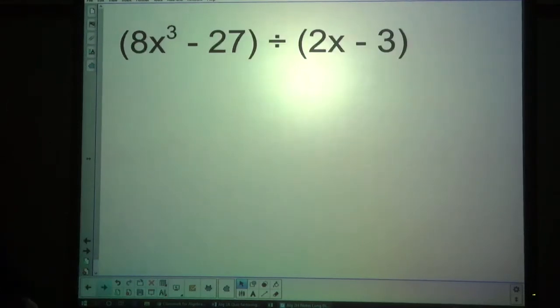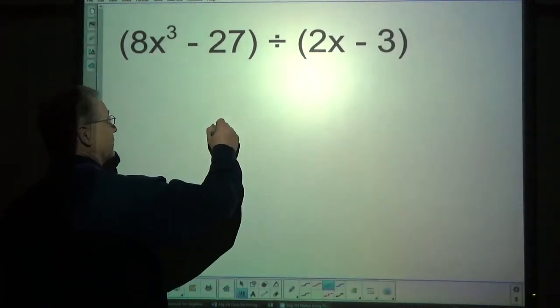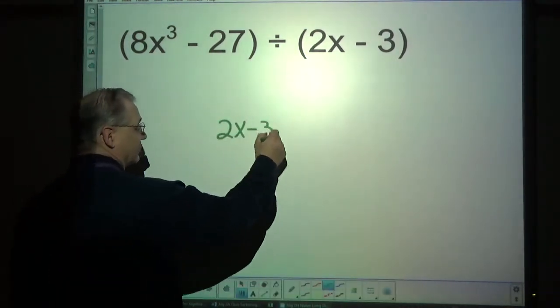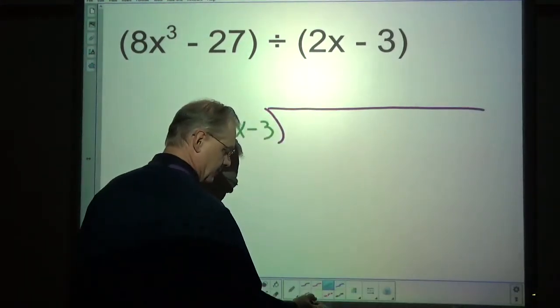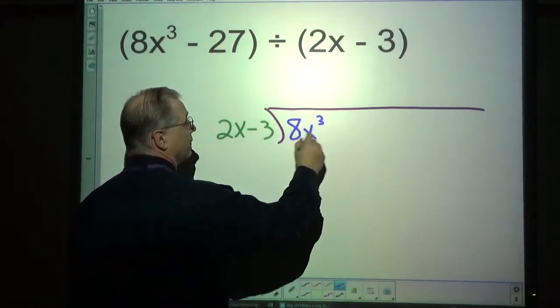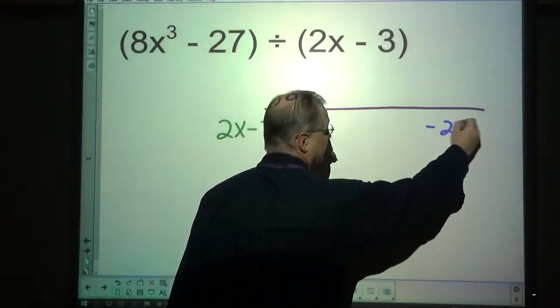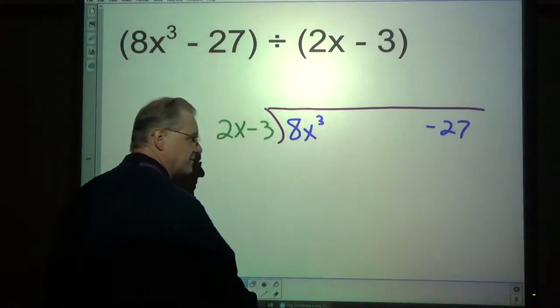Next example. All right, this one is interesting, and you'll ask yourself a question. Here we go. 2x minus 3. I'll show you what I mean. You may say, why are you doing that? 8x to the third minus 27. You say, why did you put it way over there? That doesn't make any sense.